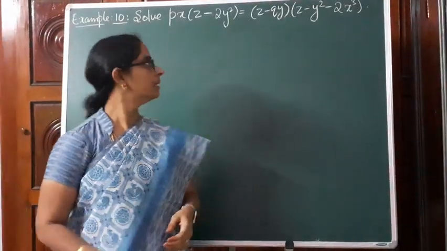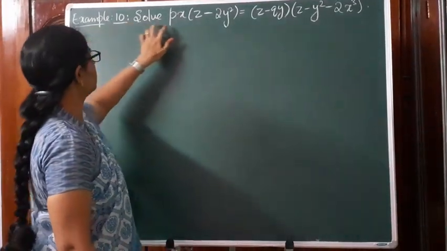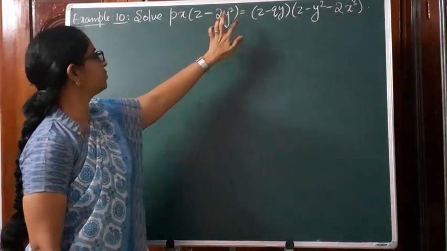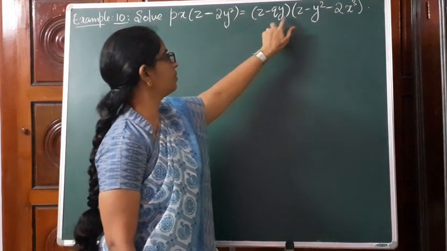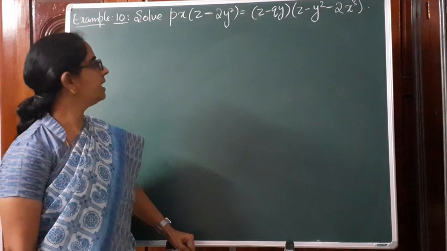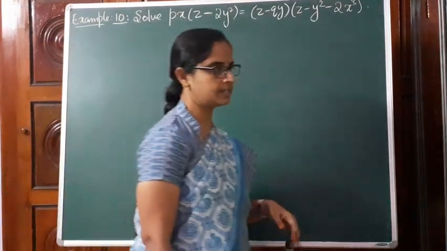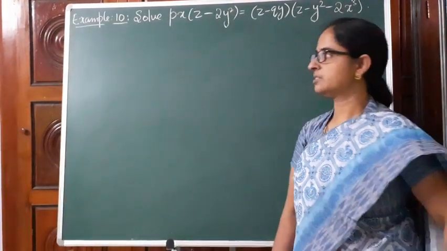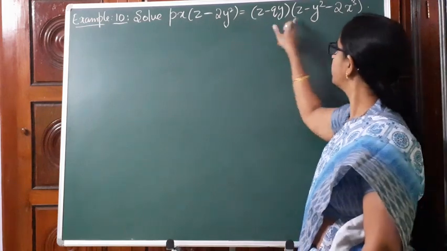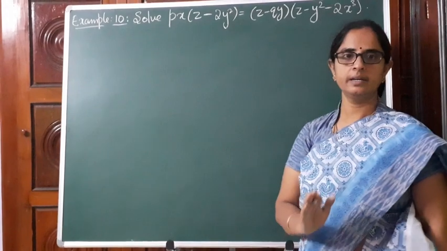Okay. So here is another problem. Solve the partial differential equation p into x into z minus 2y square is equal to z minus qy into z minus y square minus 2x cube. As you can see here, it is a linear partial differential equation, but it is directly not in the Lagrange's form, P into P plus Q into Q is equals to R. It is not in the direct form.